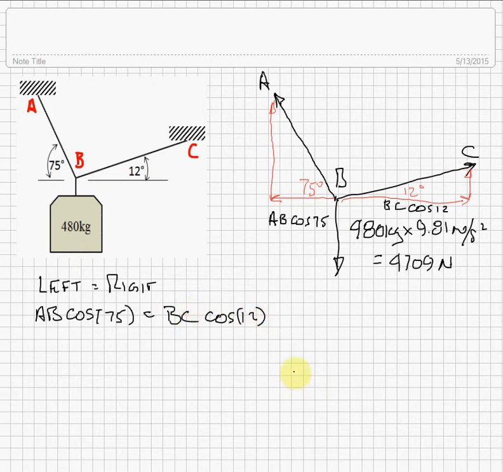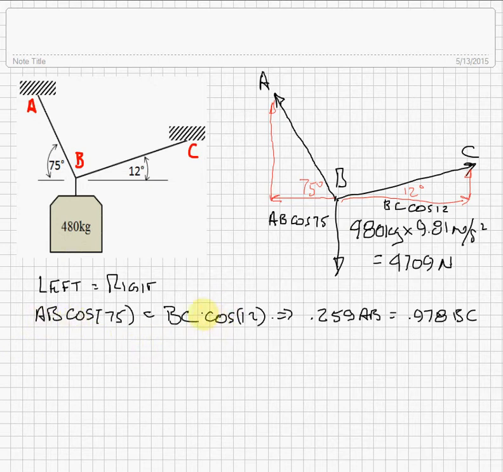And since I know that some people struggle with the algebra a little bit when it's in this form, we can just use our calculators to turn this into numbers directly. And so what I get then from this expression is that 0.259 AB is equal to 0.978 BC. And that's simply just I put the cosine sign into my calculator.